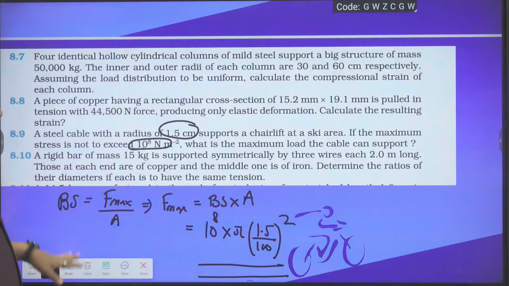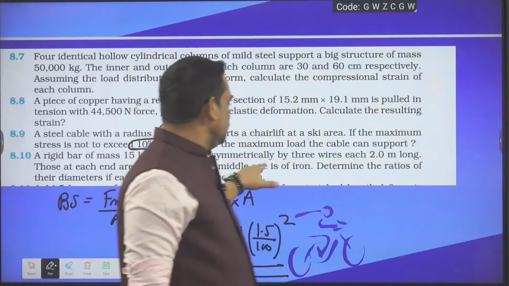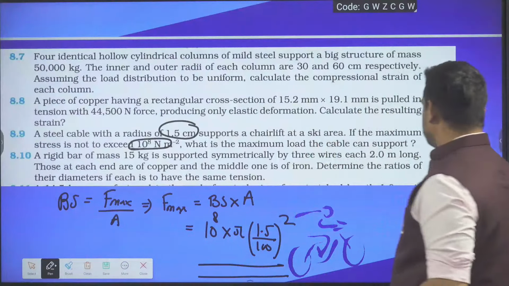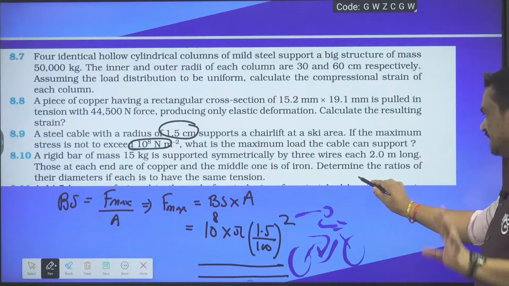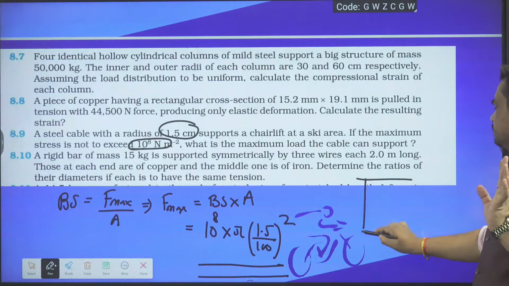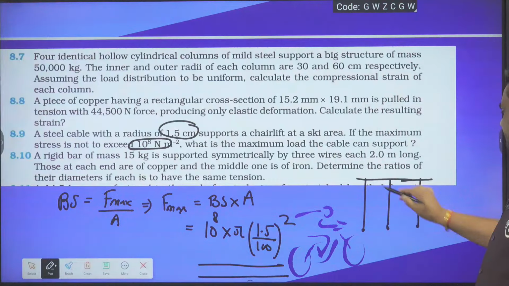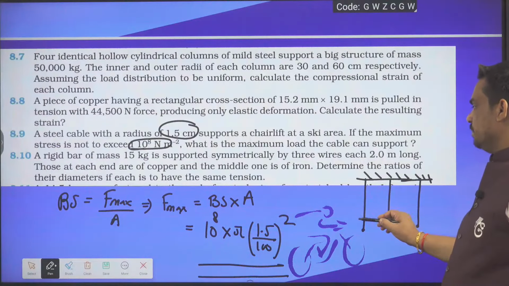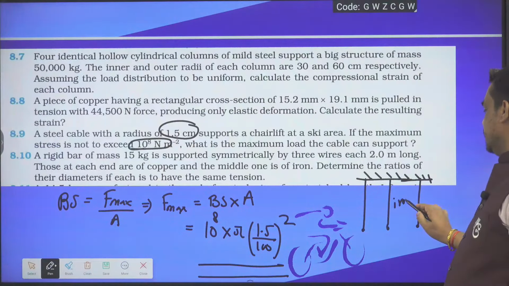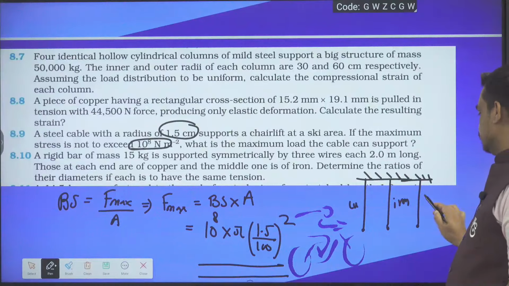Clear? Okay. Then comes a rigid bar of mass supported symmetrically by 3 wires, each this much long. Here only I will say the concept. It is a simple question. One is this, and one is here. 3 wires are there. At each end are copper, and the middle one is iron. This one is the iron, this is the copper, this is also copper.